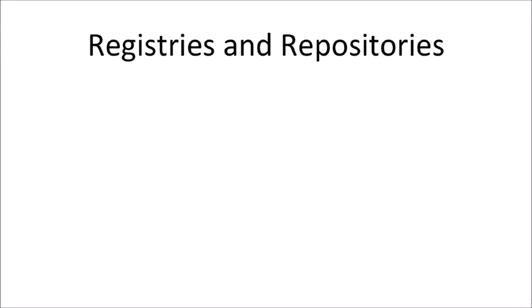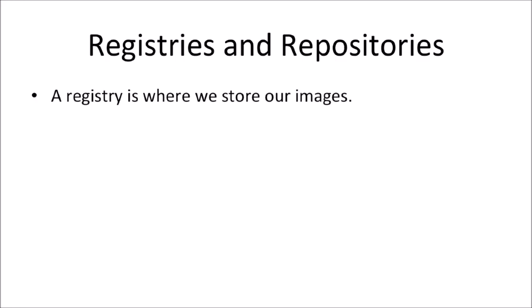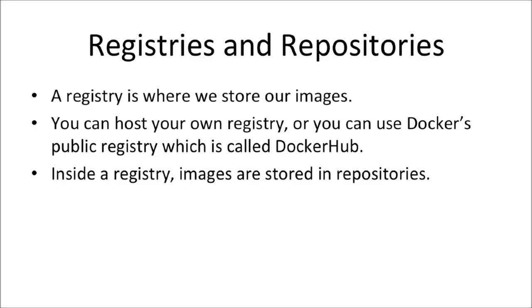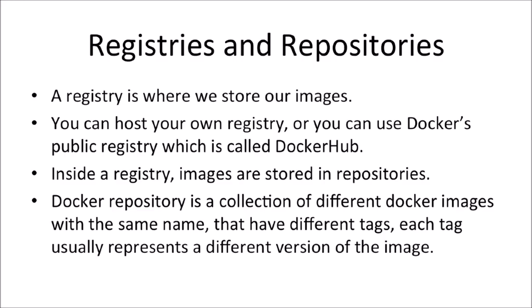Here are another two important concepts about Docker: registry and repositories. A registry is where we store our images. You can host your own registry, and you can use Docker's public registry, which is called Docker Hub. Inside a registry, images are stored in repositories. A Docker repository is a collection of different Docker images with the same name that have different tags. Each tag usually represents a different version of the image.